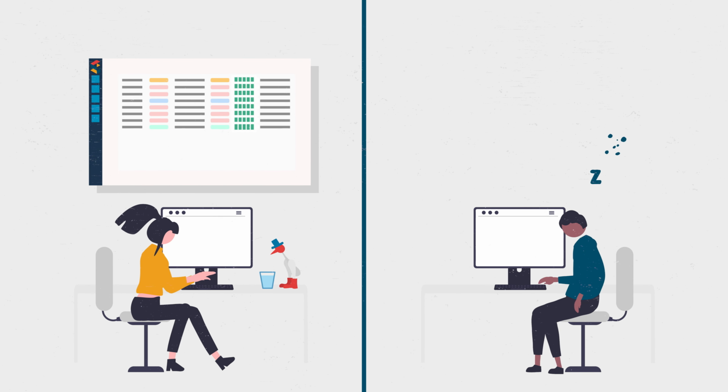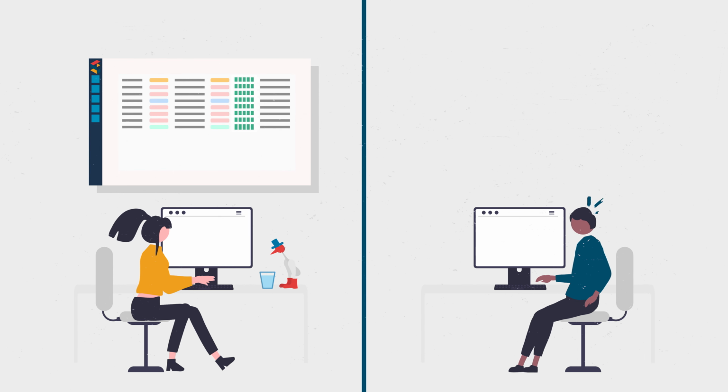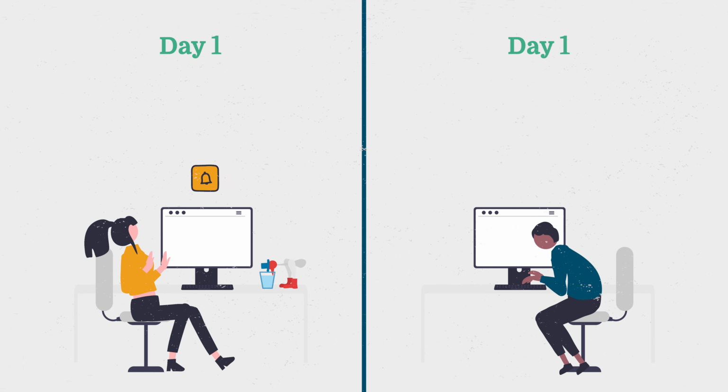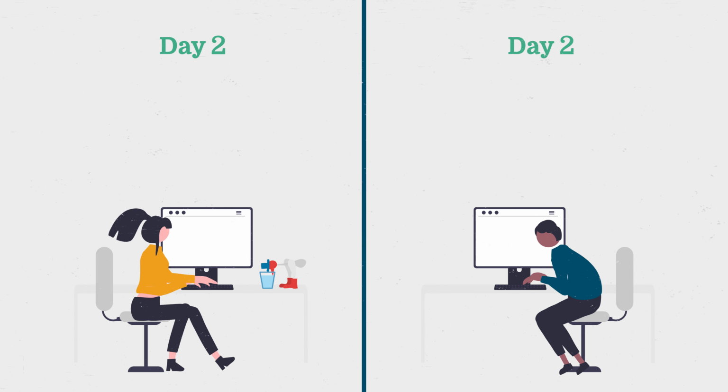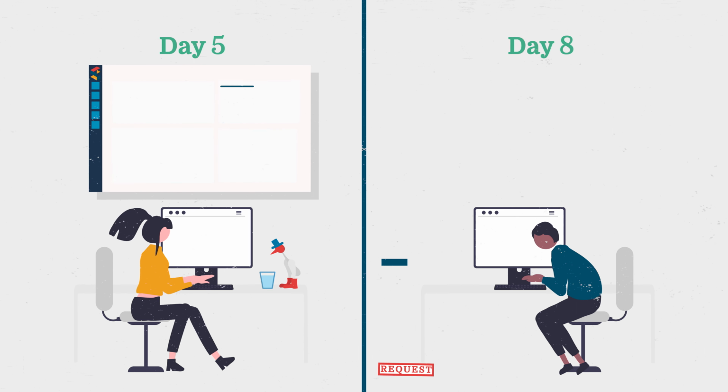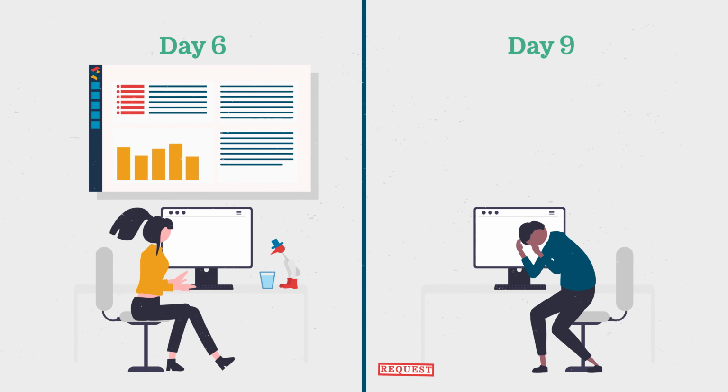Joe's concentration is slipping. He's thinking there must be an easier way to do this. Jane is working on another project when she receives an alert to notify her of a new request. Joe is so busy trying to figure out if he has allocated all his requests, he doesn't notice a new one. Jane is working away while Joe is getting more stressed by the minute.